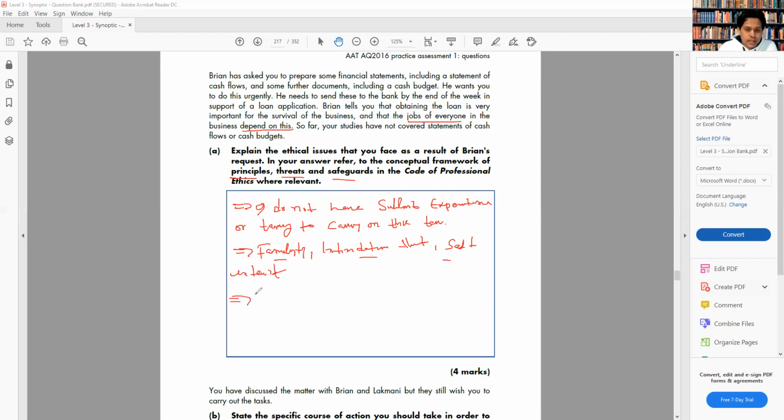The next one is safeguard. What is the safeguard you have? So you have to tell Brian, I need more training and qualification in order to carry on this task.